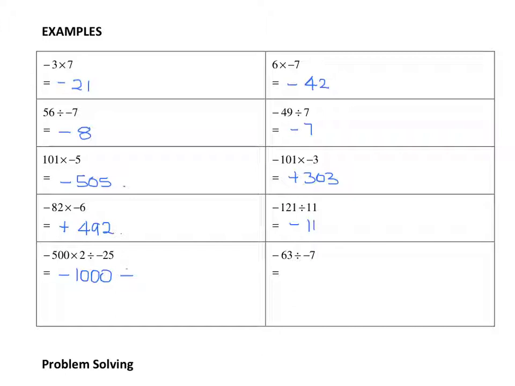-1000 divided by -25. So we've got a negative divided by a negative. The answer will be positive. And 25 divides into 1000 40 times. The last one is quite easy. -63 divided by -7. The answer will be positive, and 7 divides into 63 9 times.